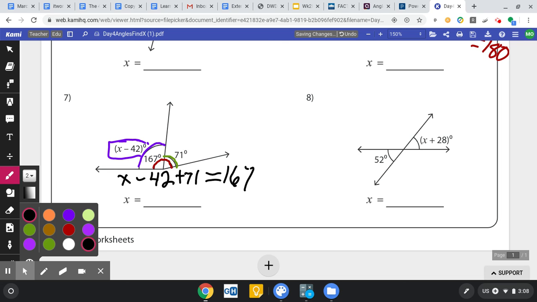Okay, and then just like the other one earlier, you're going to set these equal. They're vertical angles. Vertical means equal to each other.